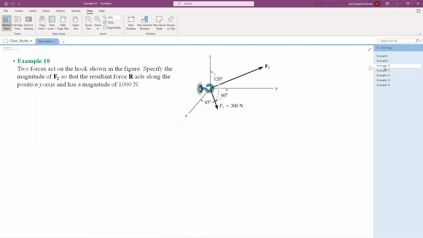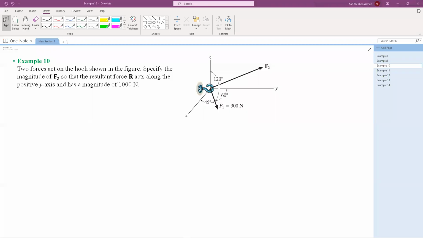In example 10, you are given two forces, F1 and F2, in space. F1, as you can see, the magnitude is given, and its alpha, beta, gamma are given. So it means we can write it in i, j, k. No problem. What about F2?